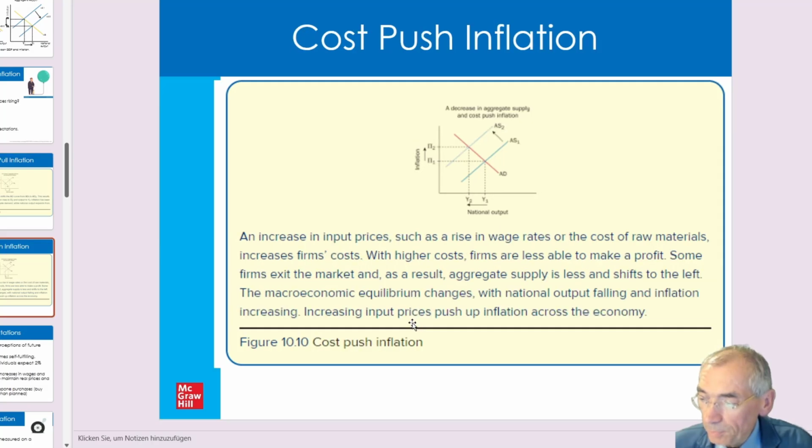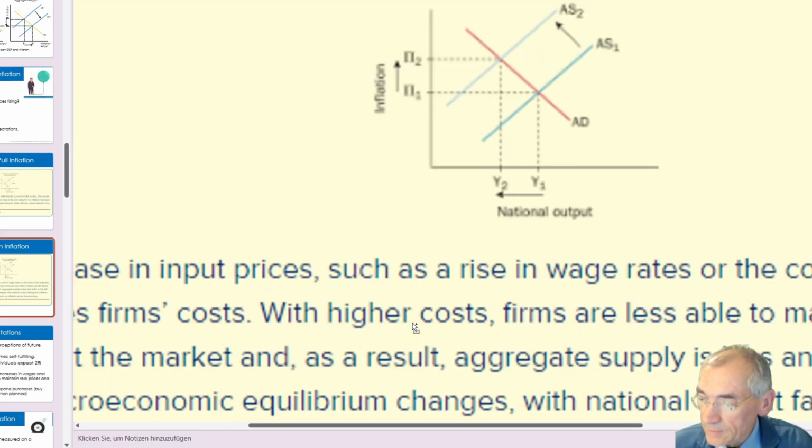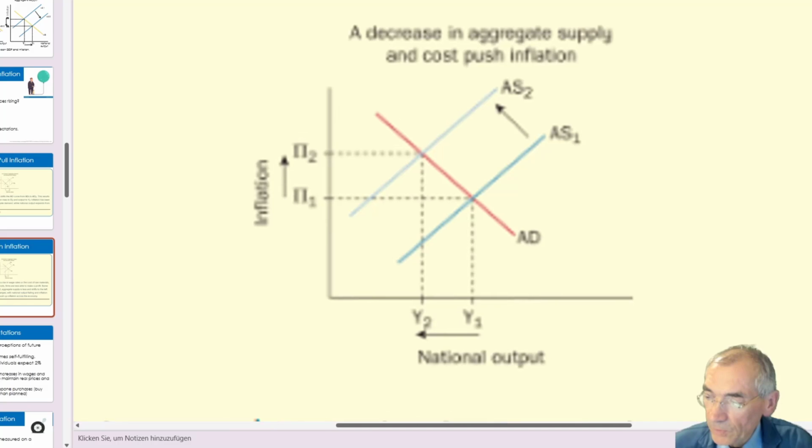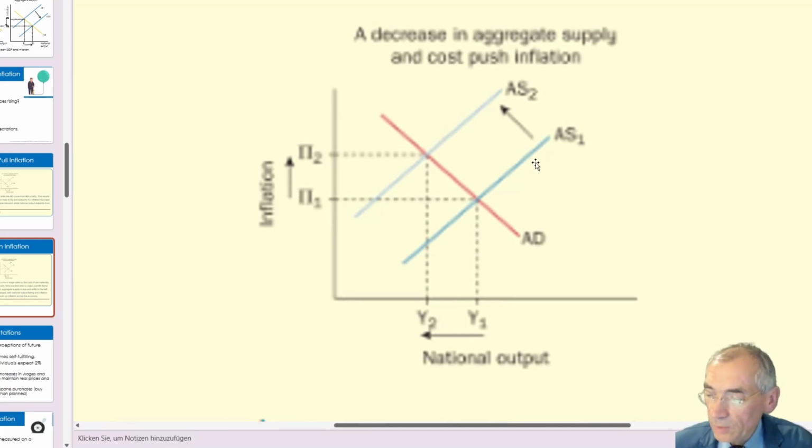Cost push then obviously is the opposite. That happens if there are higher costs, and due to the higher costs, the aggregate supply becomes smaller. So firms are no longer willing at a specific price to produce things, or at least some firms produce less. So a left shift of the aggregate supply curve brings us to what is called cost push inflation.